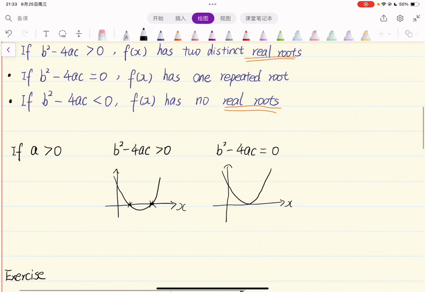Now thinking about b squared minus 4ac less than 0, which means the curve does not touch the x-axis. It will look like that. So totally we don't touch it.